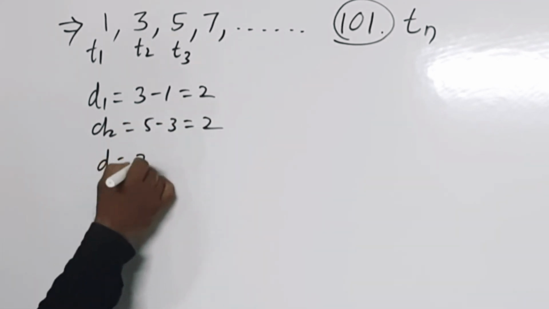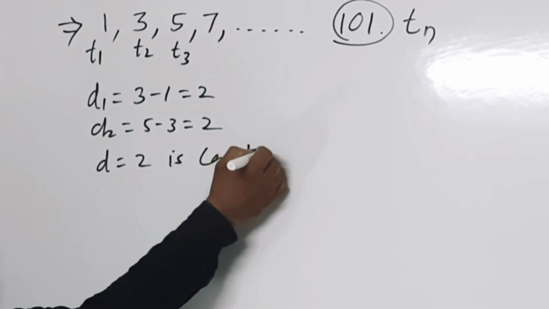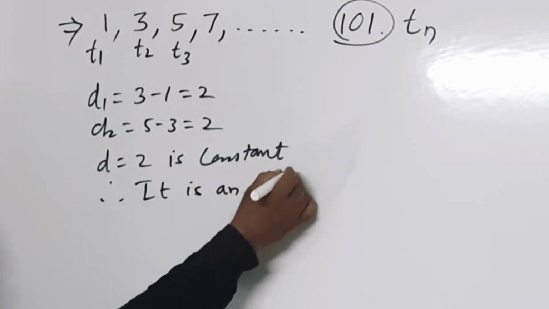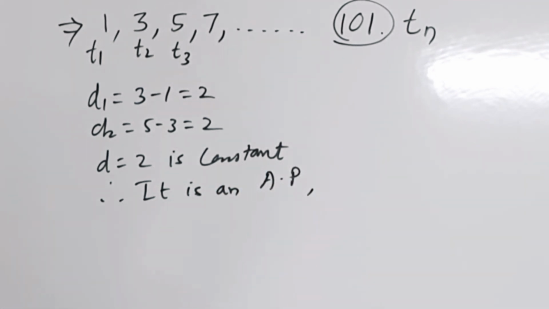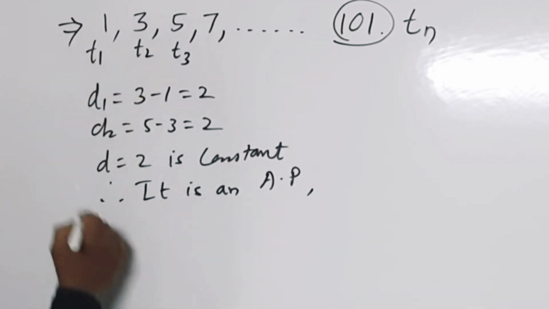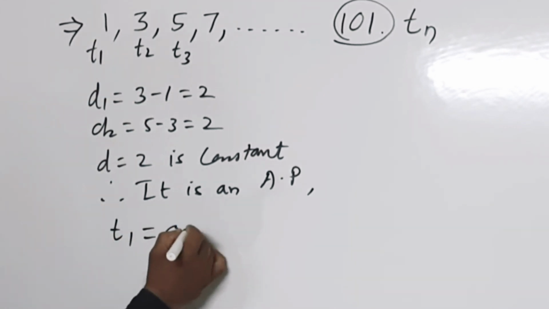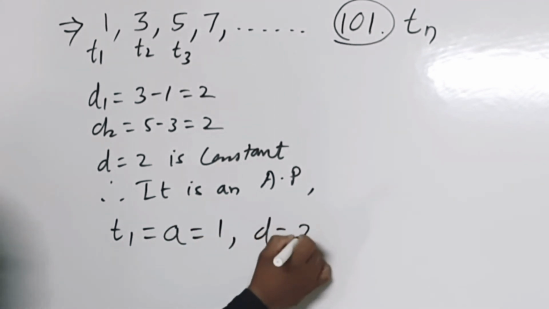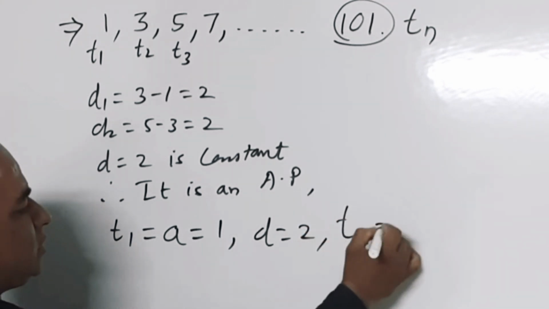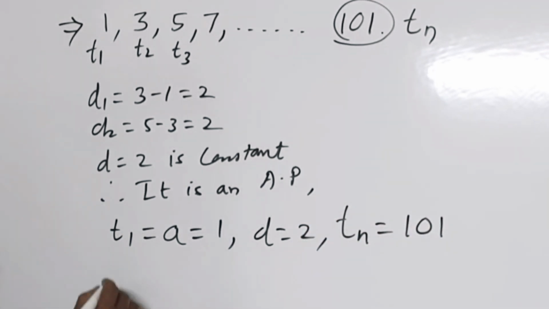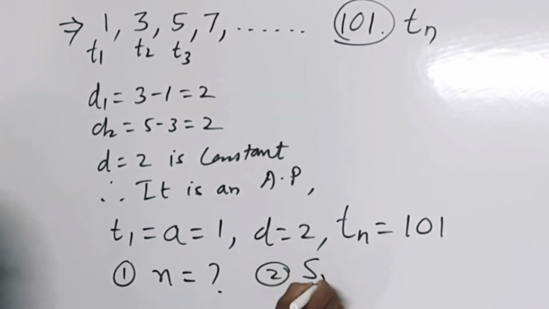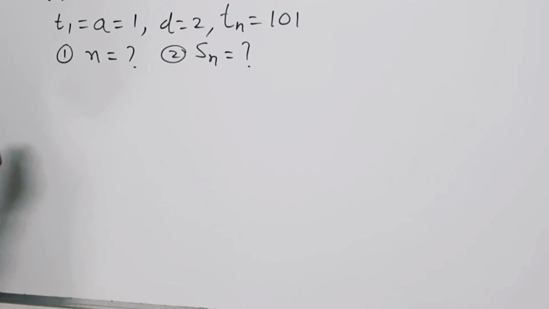So here D is equal to 2 is constant. Therefore, the given sequence is an arithmetic progression. Now let A be the first term and D be the common difference. So A, T1, that is first term, A is equal to 1, D is equal to 2, last term Tn is equal to 101. We have to first find the n using Tn formula and then Sn, sum of the odd numbers from 1 to 101.